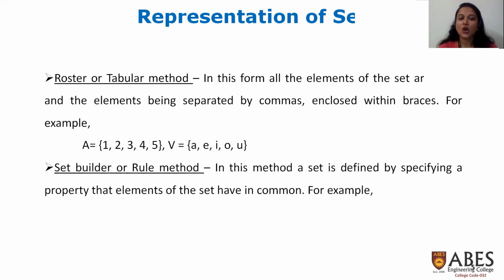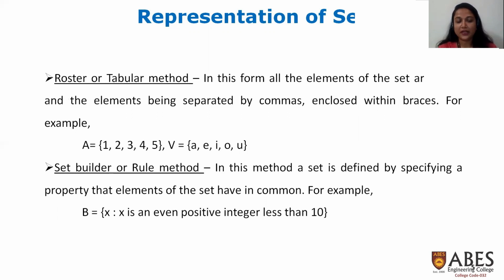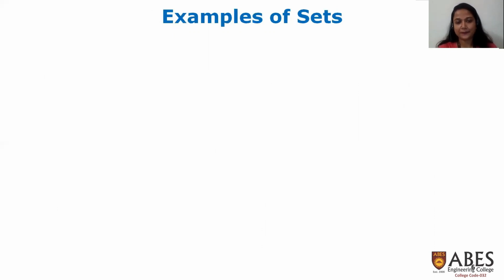In the set builder or rule method, the set is defined by specifying the property that the elements of the set have in common. For example, take a set B, where x is an element of B, where x is an even positive integer which is less than 10.